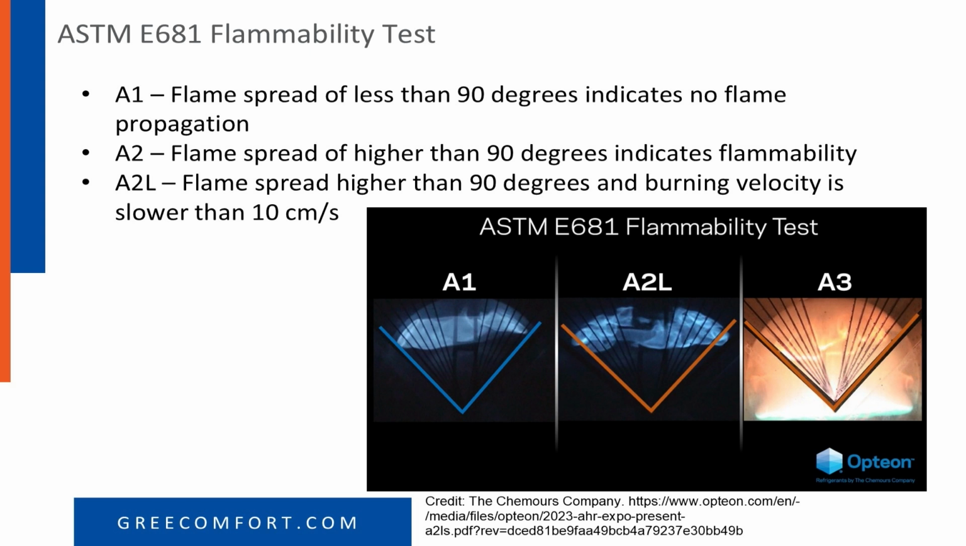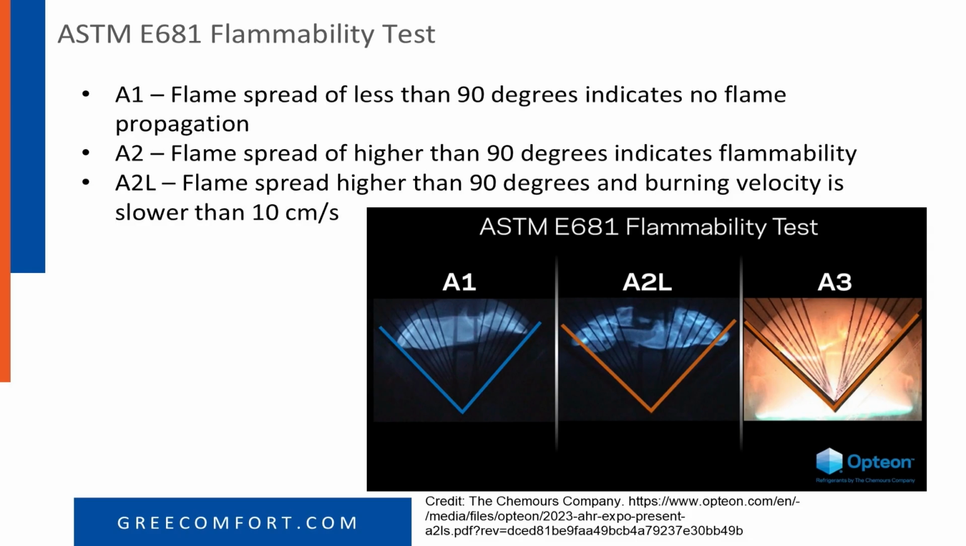Next thing we'll talk about is the ASTM E681 flammability test. It's actually very interesting. This shows you a better picture of how A2L refrigerants are just not that big of a deal. In this test, they put refrigerant in a combustion chamber under certain temperature, pressure, and air to fuel ratio, and they ignite it. Then they measure the flame, and they have a 90-degree angle there. If you are dealing with class 1 flammability, which is no flame propagation, the flame spread is going to be less than that 90 degrees. So if the flame falls within 90 degrees, it's considered non-flammable.